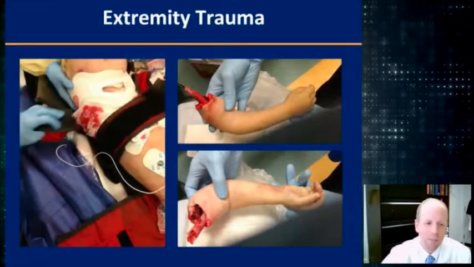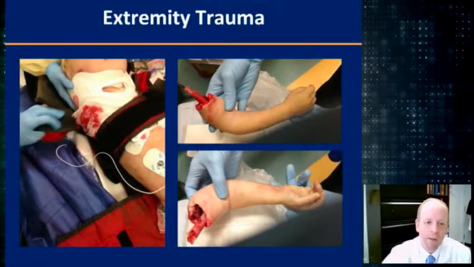Sure. So we did a full assessment of the patient regarding the other injuries, and he had a grade 1 spleen and some pretty minor pulmonary contusion.